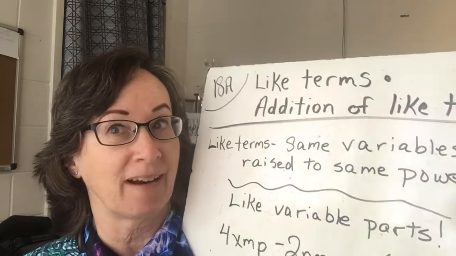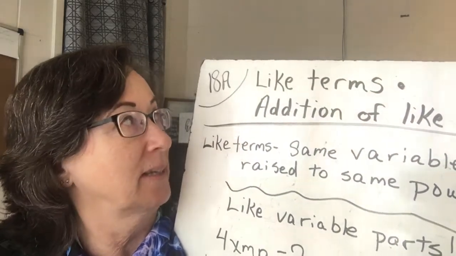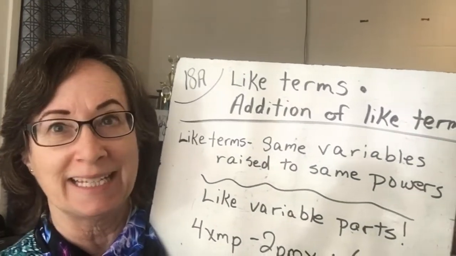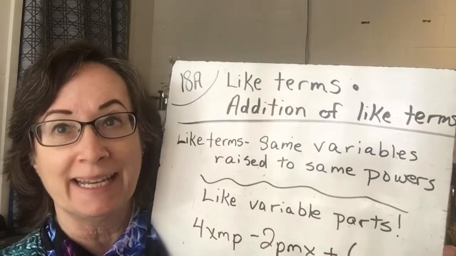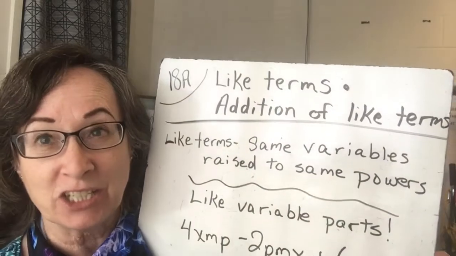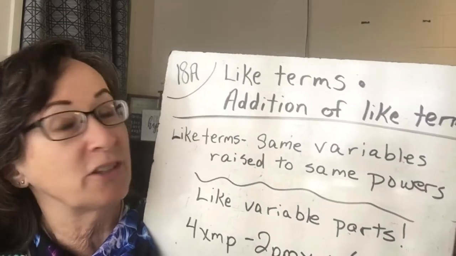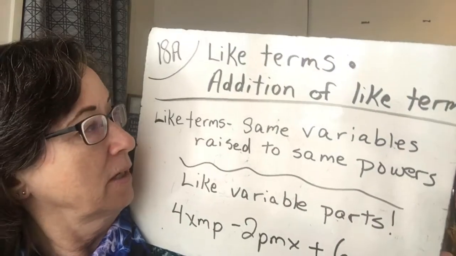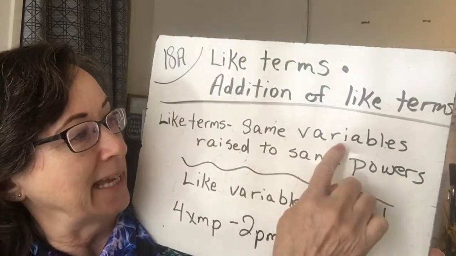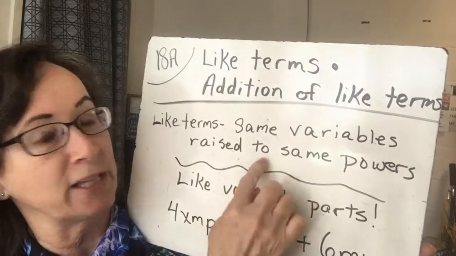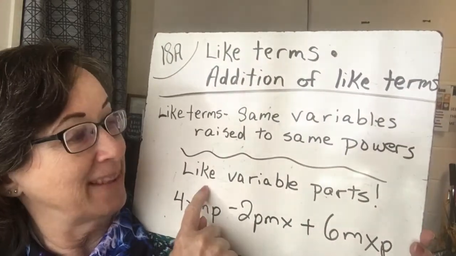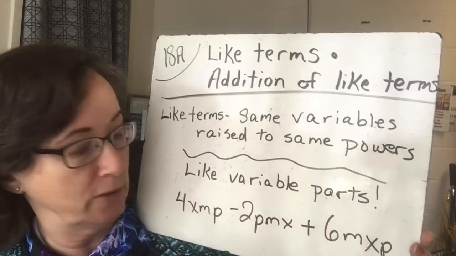Today, we are in our Saxon Orange books on lesson 18A, and then we'll move into 18B. We're talking about like terms and addition of like terms. So the first thing we have to discover is what are like terms. Like terms have the same variables raised to the same powers. Another way to say it is they have the same variable parts.